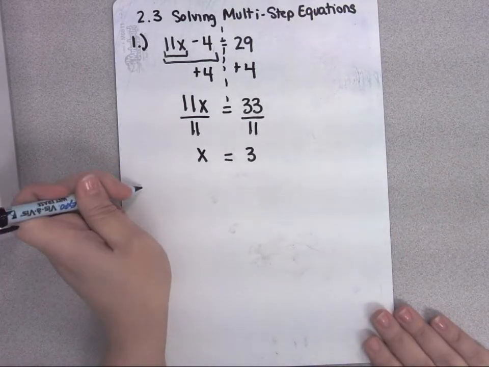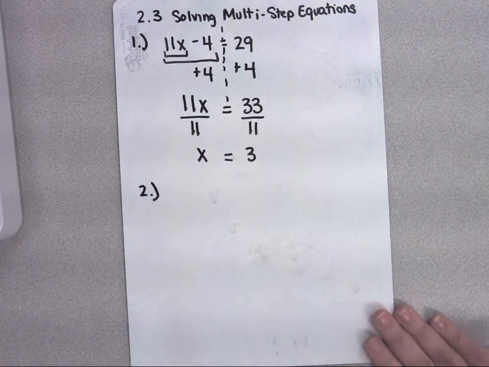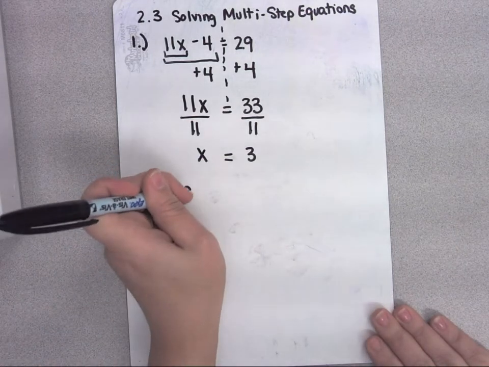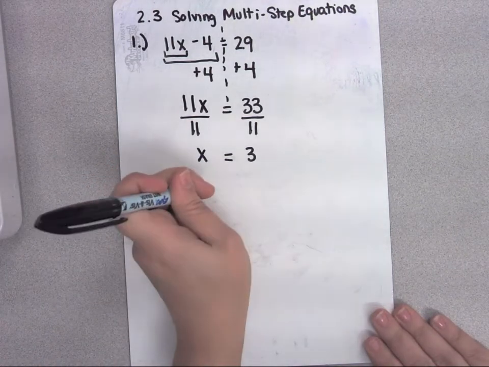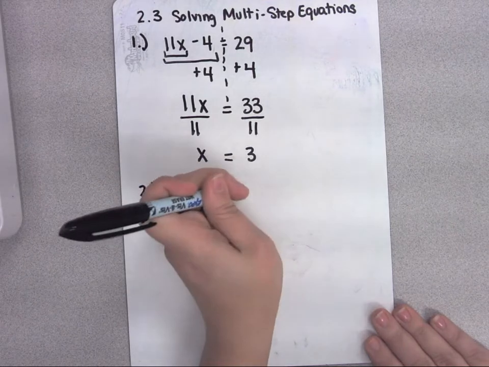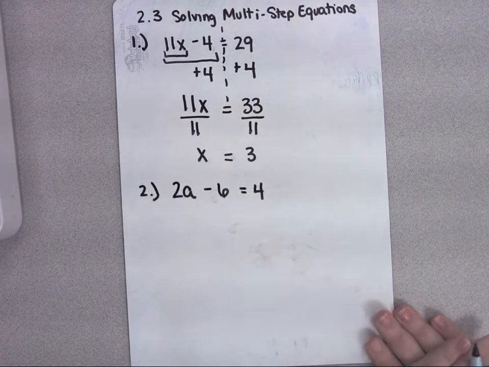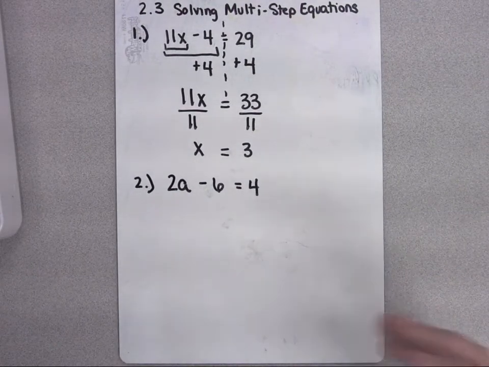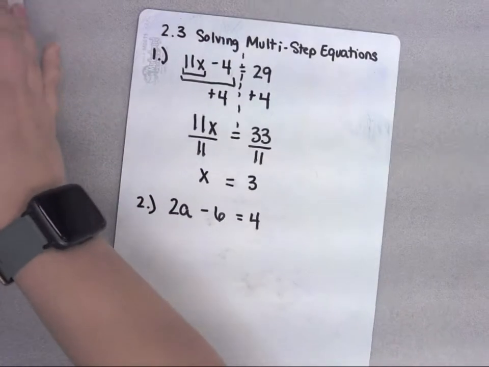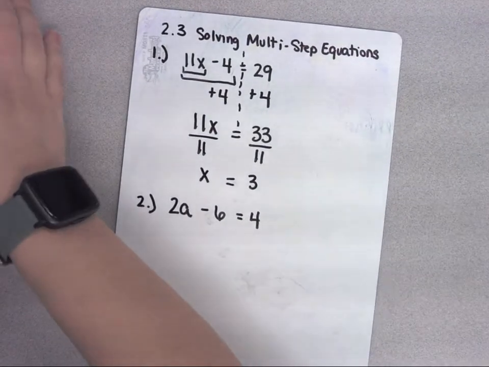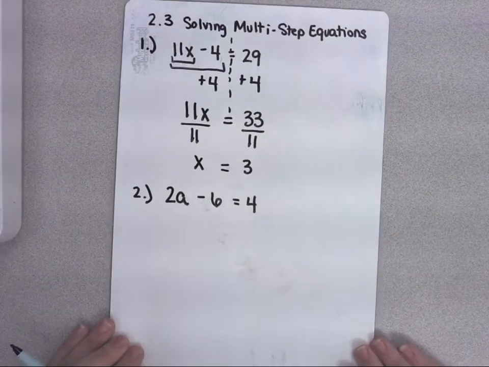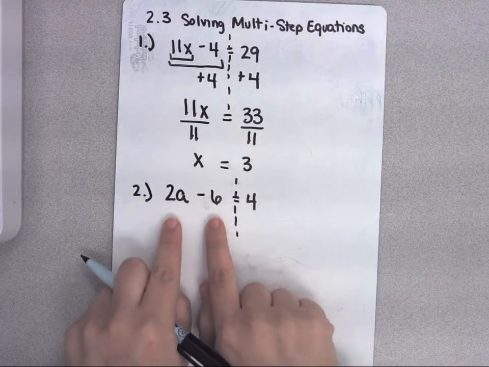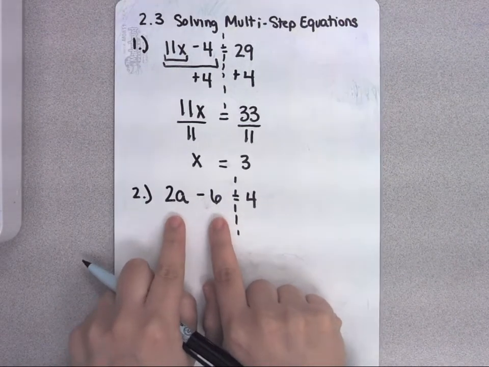Let's try another one just like that. Just different numbers, okay? 2a subtract 6 equals 4. Again, always move the thing that is furthest from the variable, but on the same side of the equal sign. So I always draw a dotted line. Go, okay, looking at this side, these two numbers, which one am I going to move first?